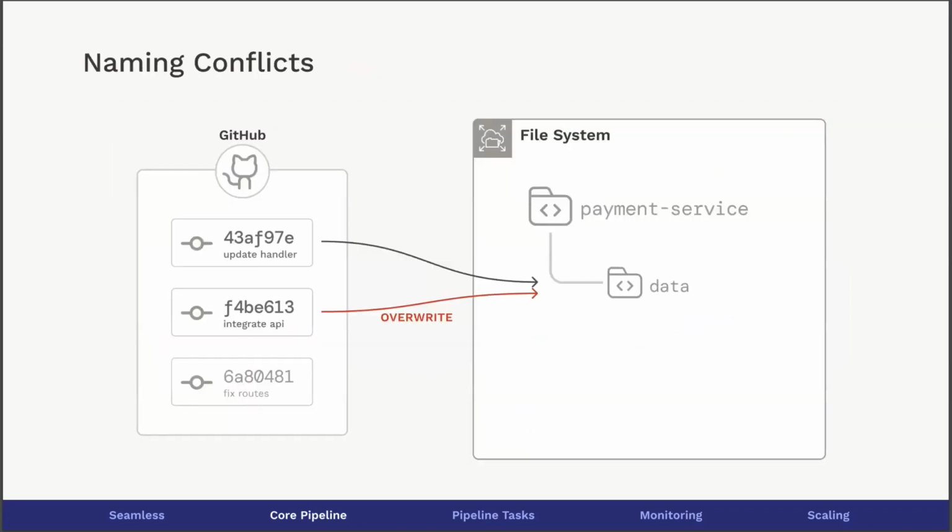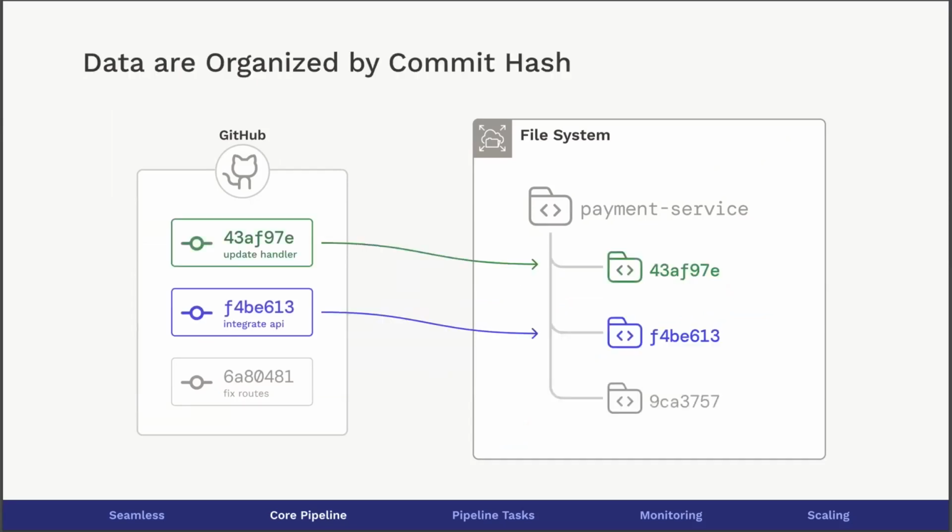Now, one problem with a shared file system is naming conflicts. If the pipeline runs multiple times, data could be overwritten when cloning the source code. And to prevent this, we organize the data by commit hash, which means that each version of the code gets its own folder. And another benefit of doing this is that it enables parallel execution, meaning multiple pipelines can run simultaneously and write to the same file system without conflicts. This is a critical feature for scaling, which we will talk about later.